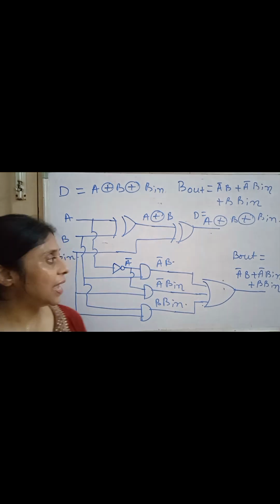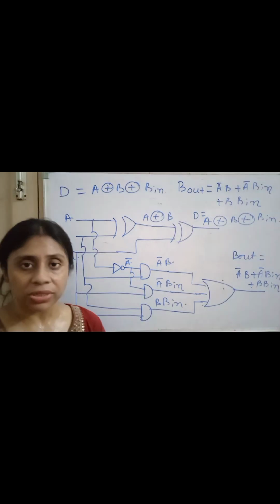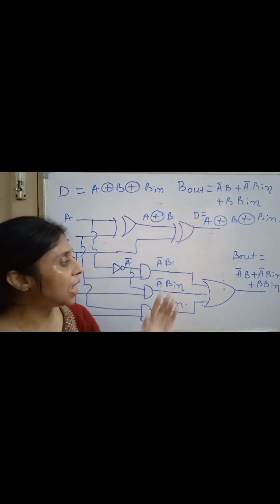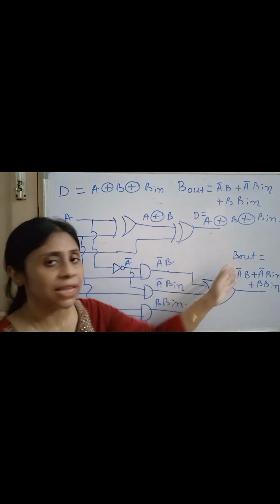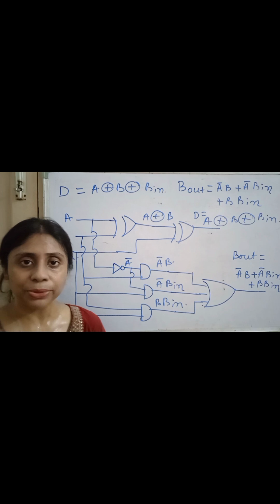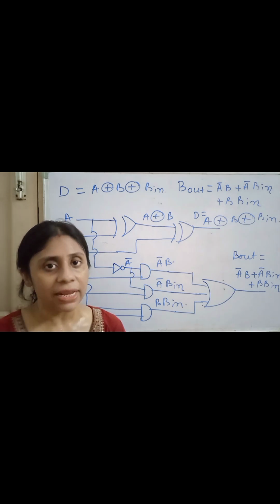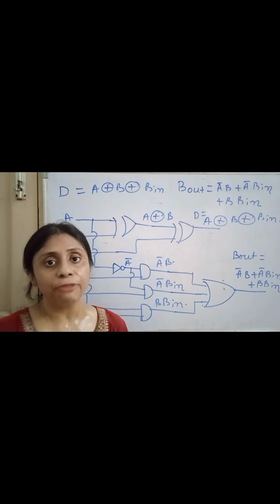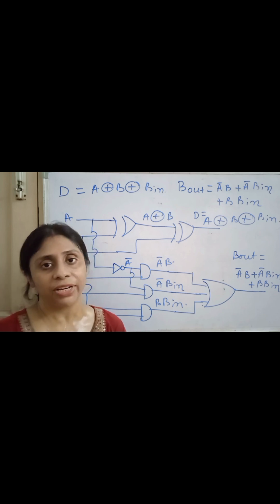So we have derived the output logic circuit for full subtractor and for both the output lines, difference and B out. So this is for today's class, and in the next class we will design a full adder using 2 half adder circuits. So till then, take care.